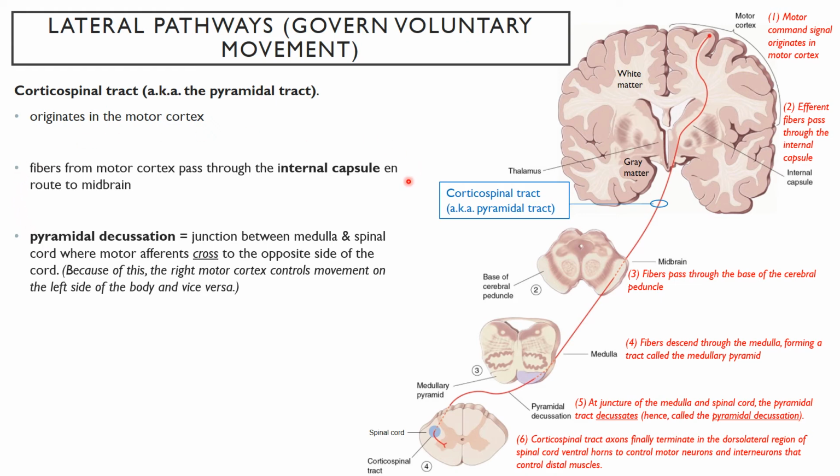So again, fibers from the motor cortex pass through the internal capsule, and then you have this pyramidal decussation event, where the information crosses at the medulla. If we're talking about decussation in the nervous system, there's a good chance it's happening in the medulla.